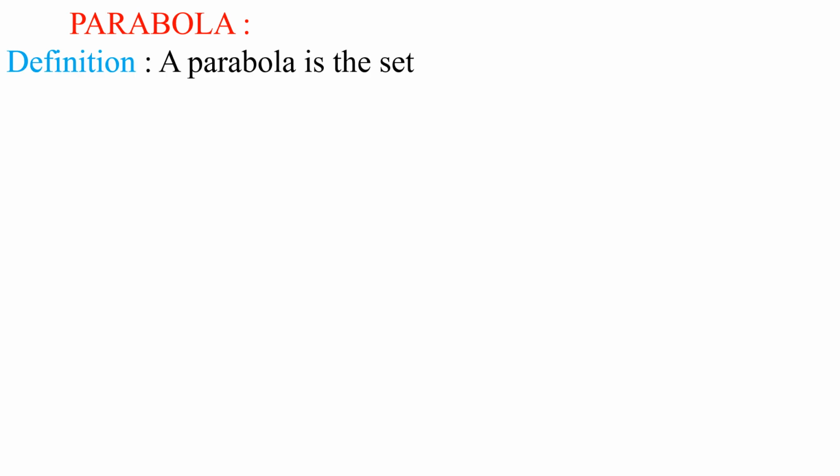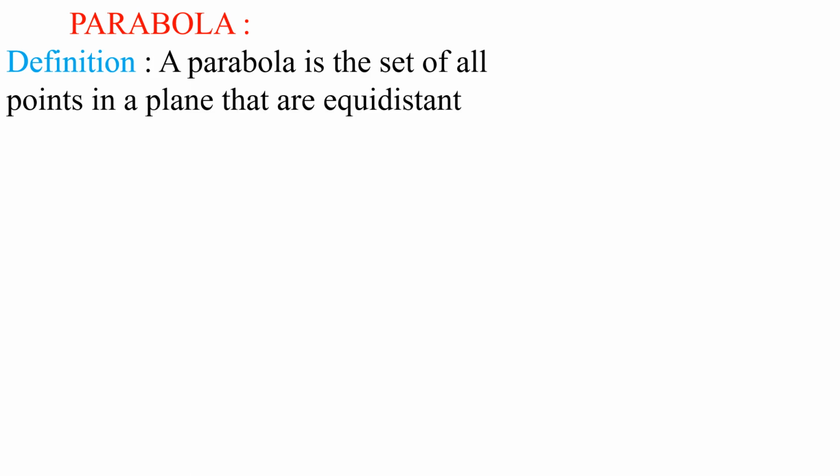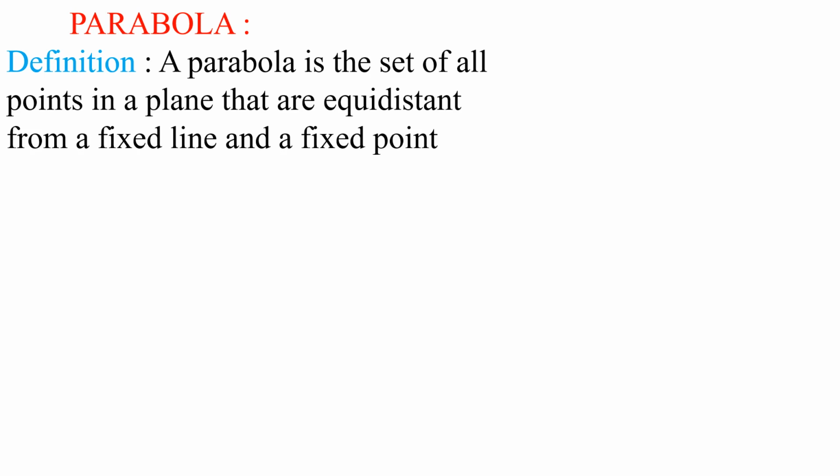What is meant by a parabola? What is the definition of a parabola? Okay, my children, see the definition of a parabola. A parabola is the set of all points in a plane that are equidistant from a fixed line and a fixed point. That point should not be on the line, in the same plane. This is the definition of a parabola.